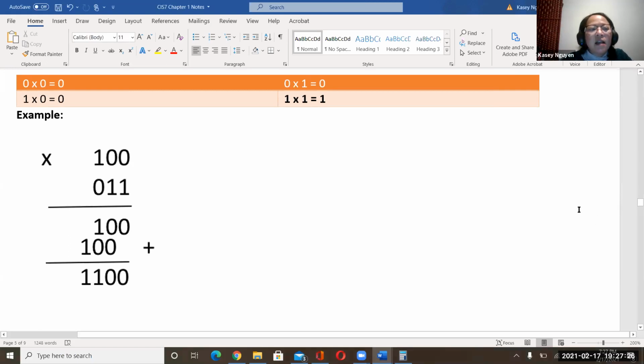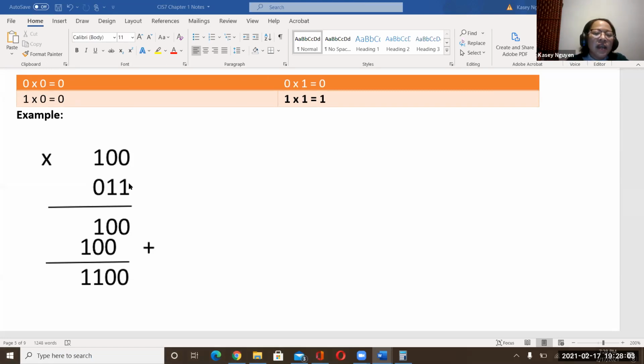Okay, so let's talk about multiplication. Very similar to how we learned to multiply in decimal. You're going to start from the right, looking at the rules first. 0 times 0 is 0. 1 times 0 is 0. 0 times 1 is 0. Just like in decimal, anytime you multiply by a 0, it's a 0. And then 1 times 1 is 1. Very much like decimal. It's very easy.